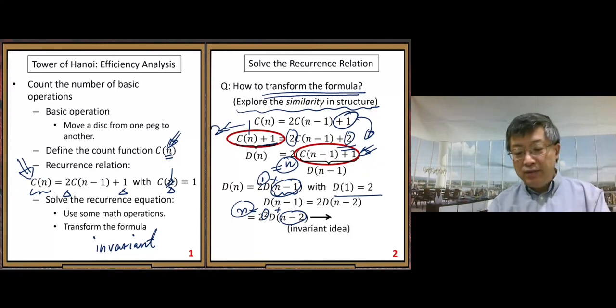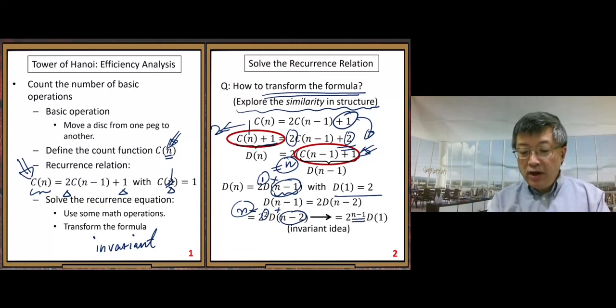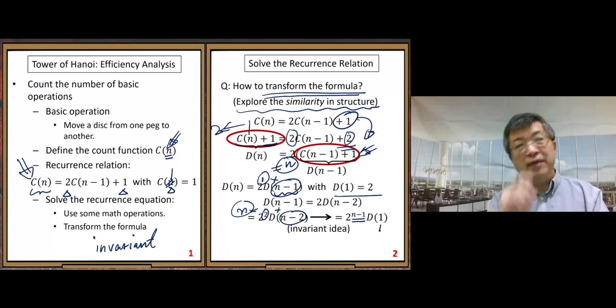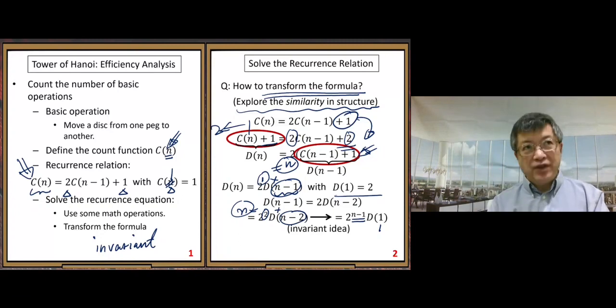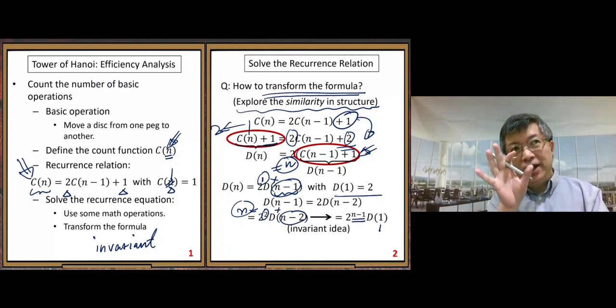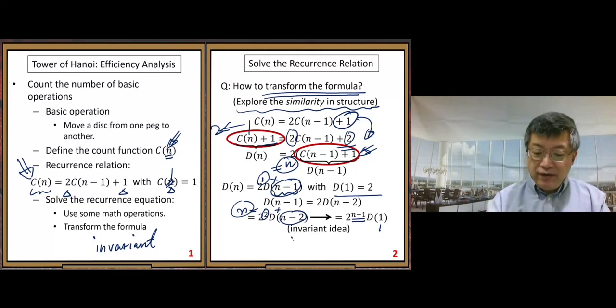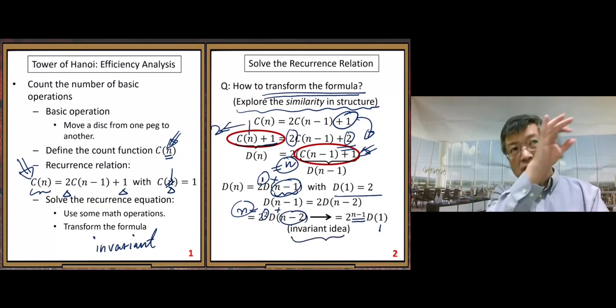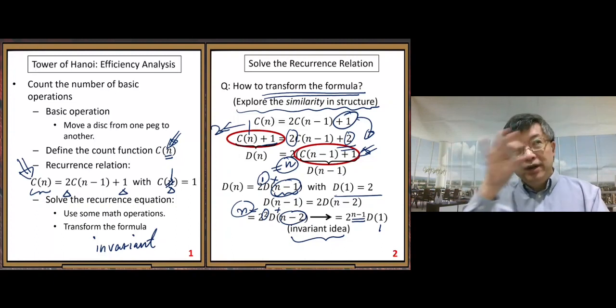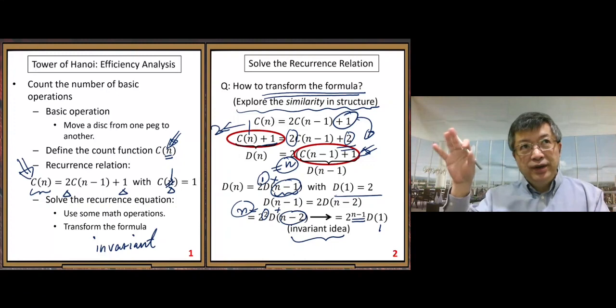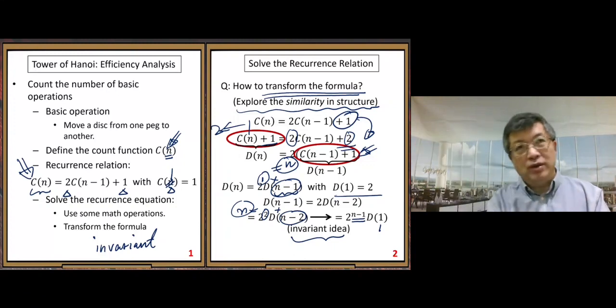So we keep doing this, using the invariant idea. Then to the last one, the exponent is n minus 1, and the size number is 1. N minus 1 plus 1 is n. So in this way, we know it's correct. We use this invariant idea, and we can keep track of the formula change all the way through the last one.